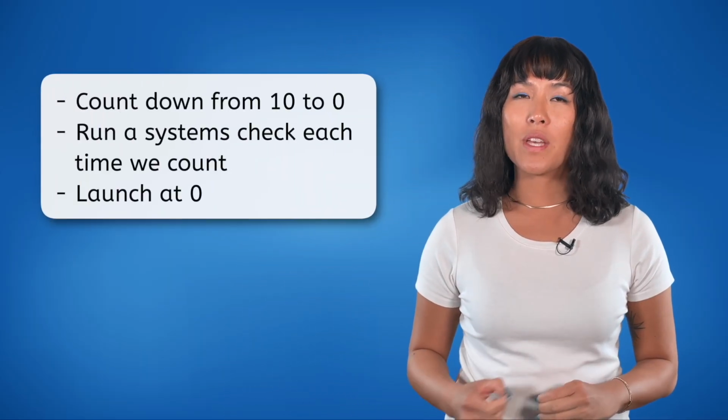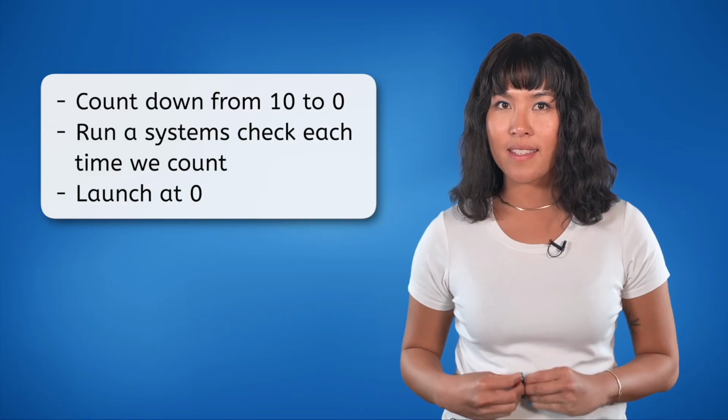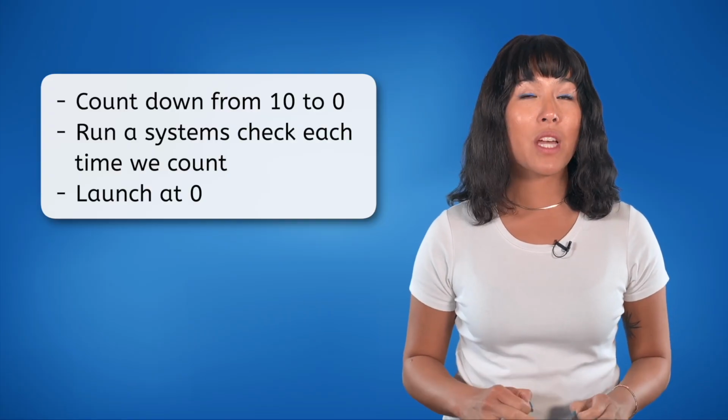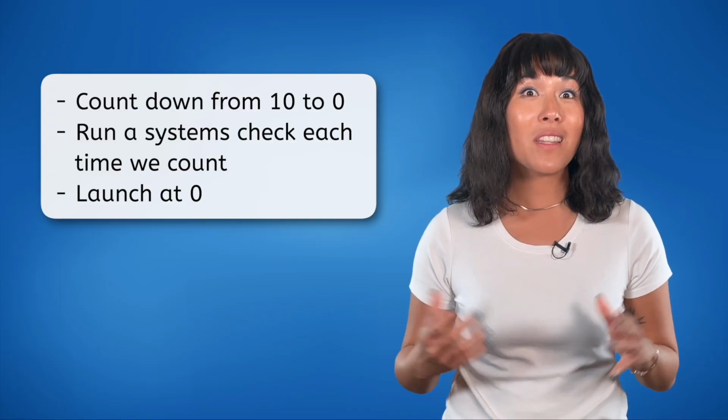Our spaceship is ready for launch. All systems are go, and the only thing left is the countdown from 10 to 0. Mission Control has asked us to handle the countdown using code. Each time we count down, we want to run a systems check, and when the countdown reaches 0, we launch.